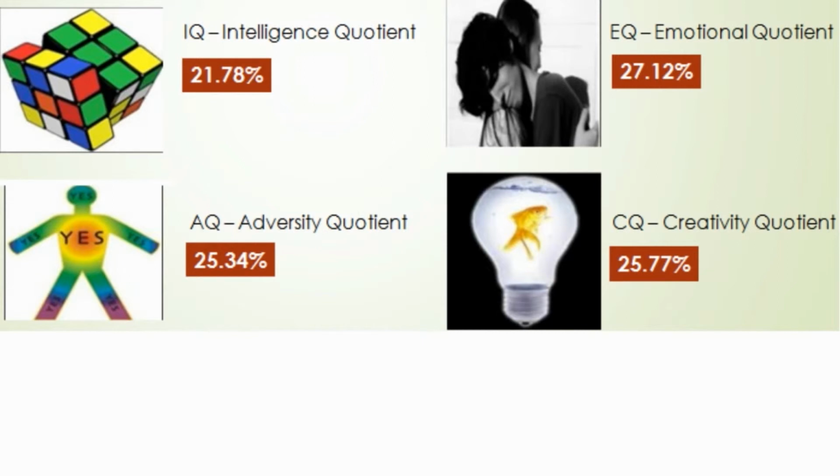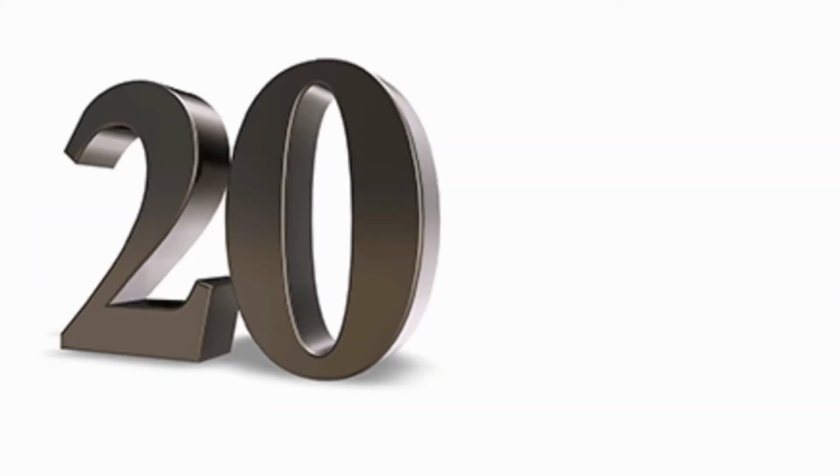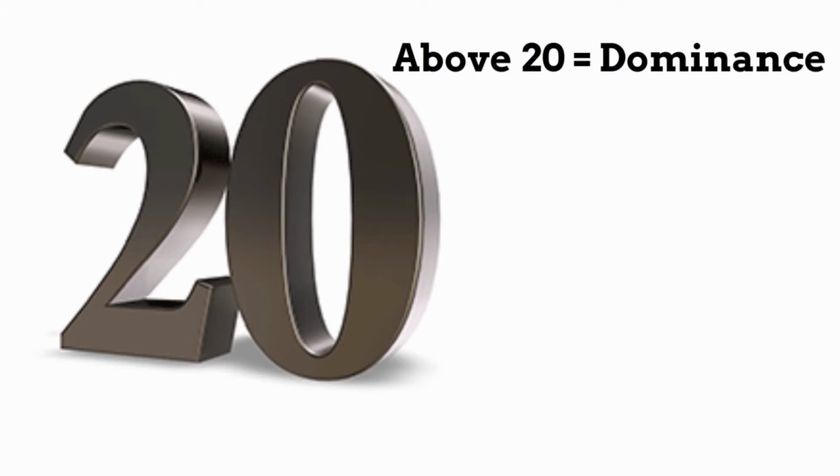The fourth part of the report talks about the quotients: how emotional you are, how much intellect you use, whether you are ready for adversity, whether you are able to face a crisis in any situation, and CQ, your creative ability. Here again the cutoff is 20, so anything above 20 would be a dominance on that parameter.